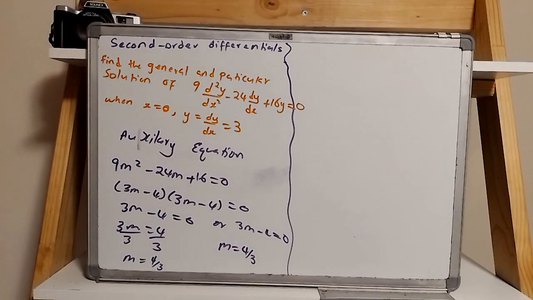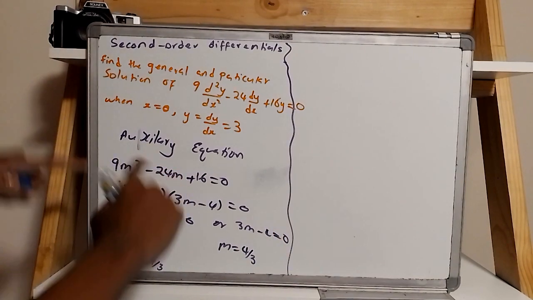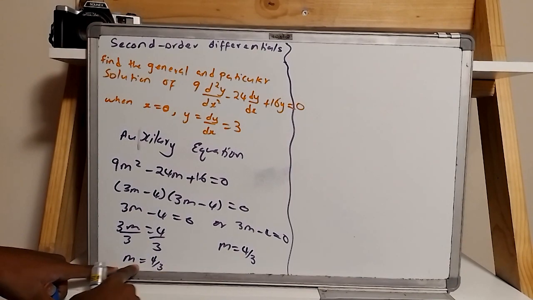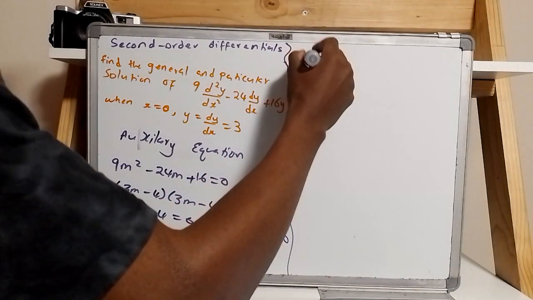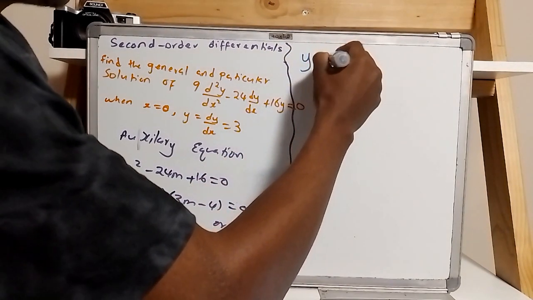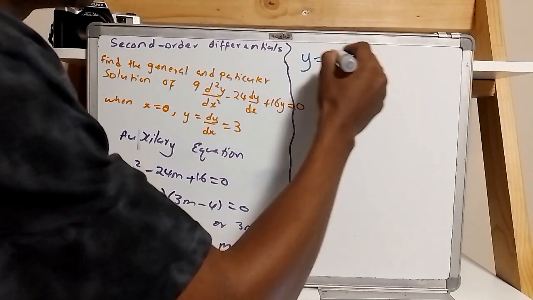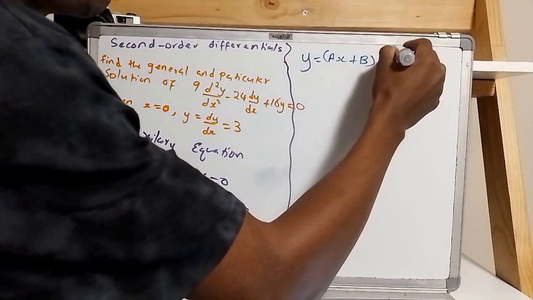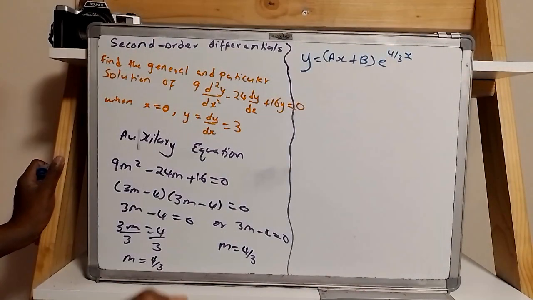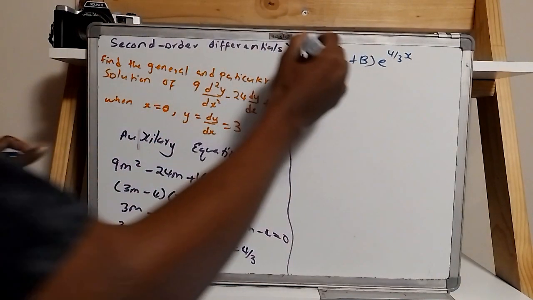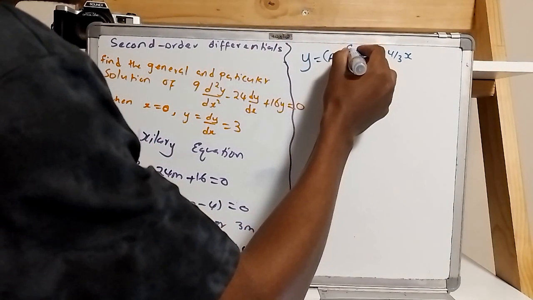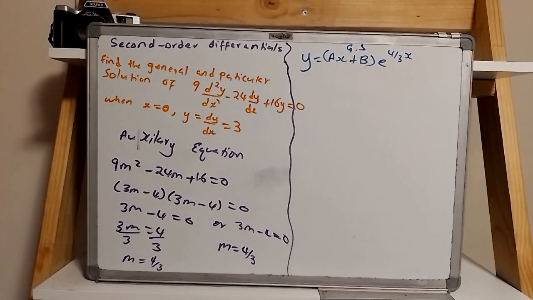So in this case, you can see that your alpha is equal to 4 over 3. Then after doing that, you can easily say I have real and equal values. So it means I'm going to use y is equal to ax plus b, e to the power 4 over 3 x. That is my general solution, GS.